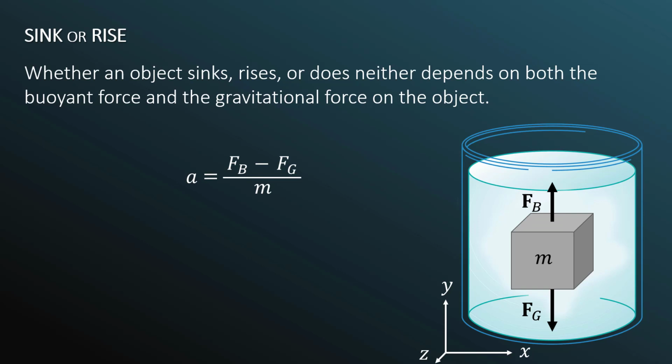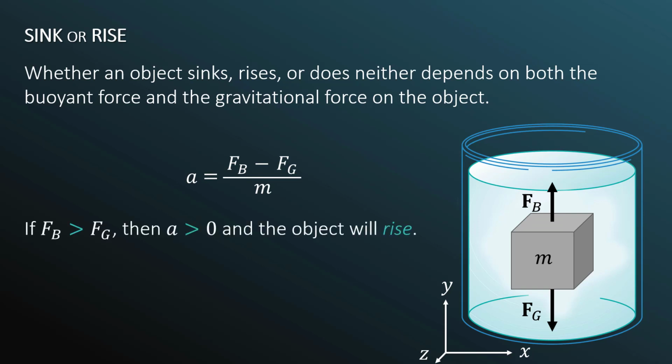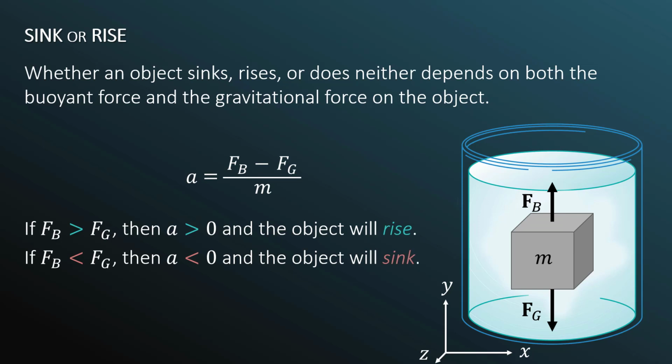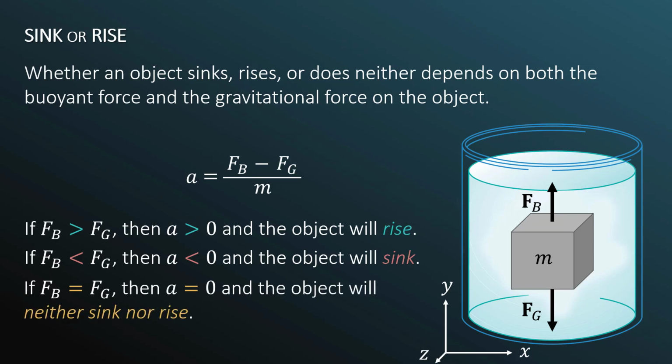From this equation, we can tell that if the buoyant force is greater than the gravitational force, or the weight, then the acceleration is positive, which means the object will rise. If the buoyant force is less than the weight, then the acceleration is negative and the object will sink. If the buoyant force equals the weight, then the acceleration is 0 and the object will neither sink nor rise.